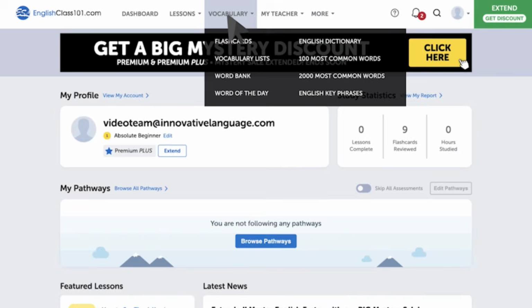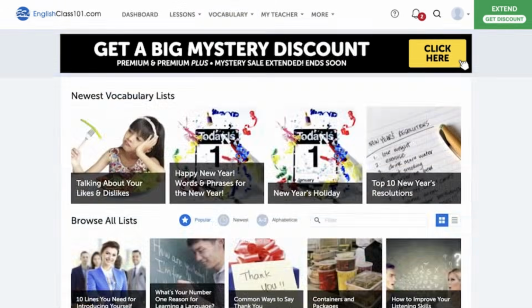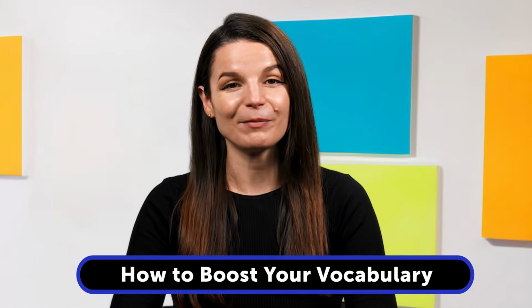You'll find the free vocabulary list in the drop-down menu on the site. Okay, so now that you know what the free vocabulary lists are and where to find them, let's talk about how to actually boost your vocabulary with these lists. How to boost your vocabulary.